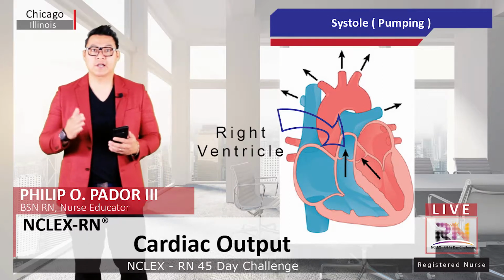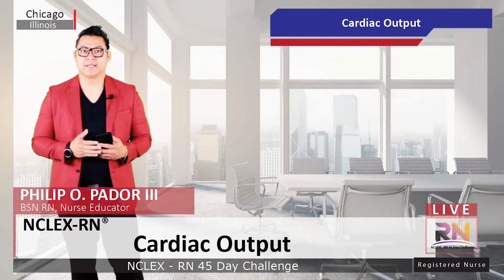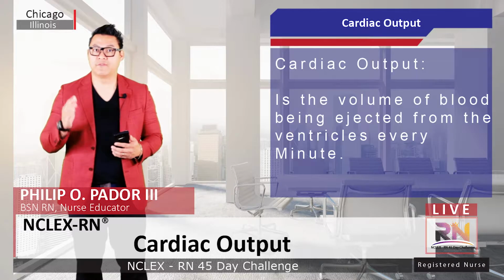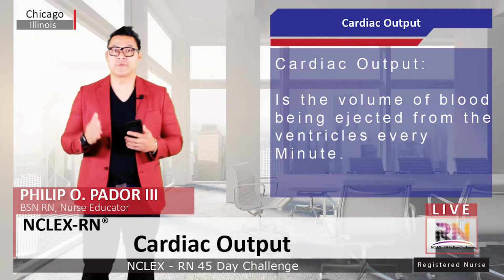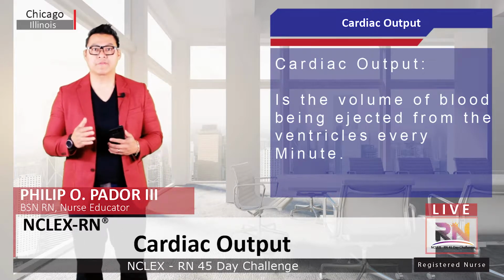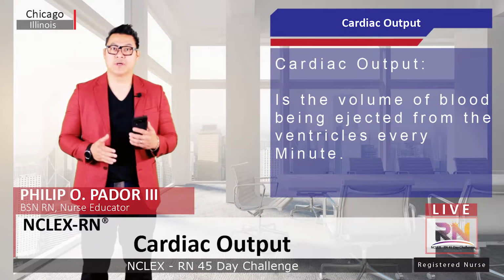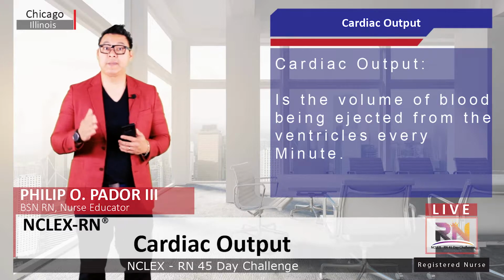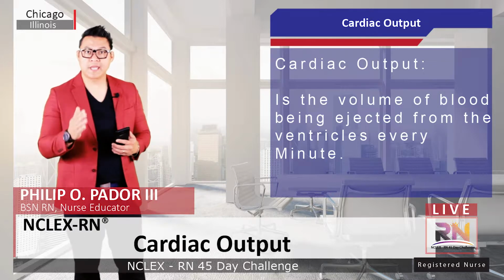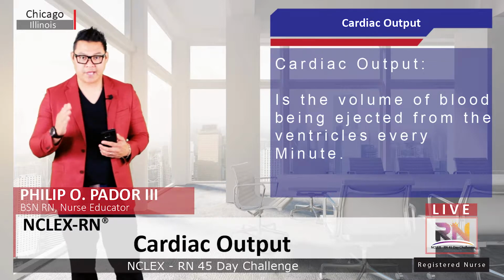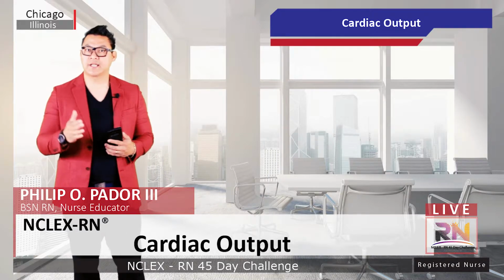Now, we're going to talk about cardiac output today. And it's kind of exactly what it sounds like. Cardiac output is the volume of blood that's being ejected from the ventricles every minute. So we're talking about the amount of blood that's being sent from the left ventricle to the rest of the body via the aorta, and also the amount of blood that's being sent from the right ventricle to the lungs. You expect those to be the same, or else that can lead to some other problems. Right now, we're just going to look at how to calculate cardiac output.